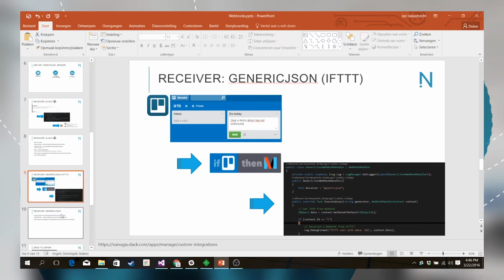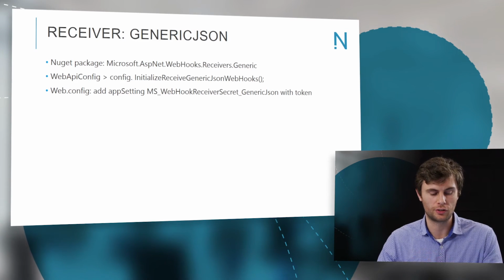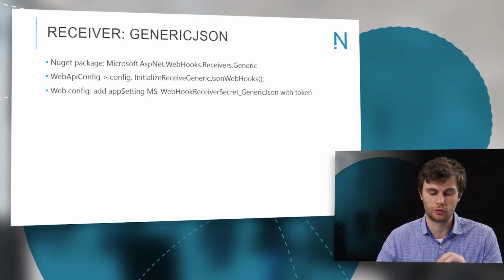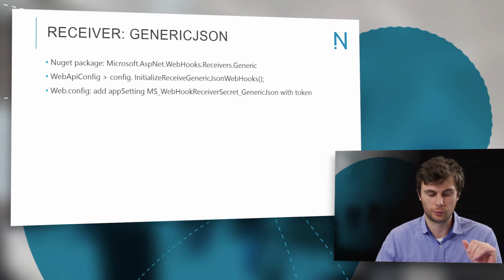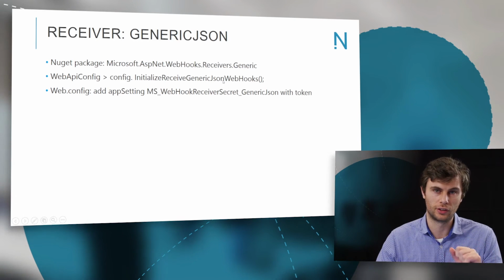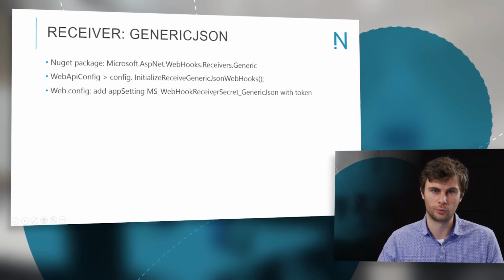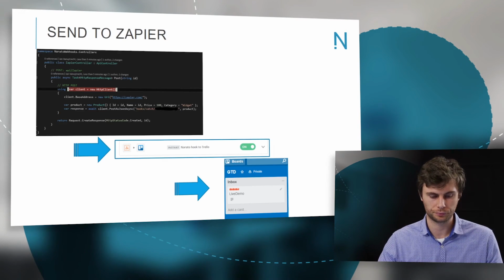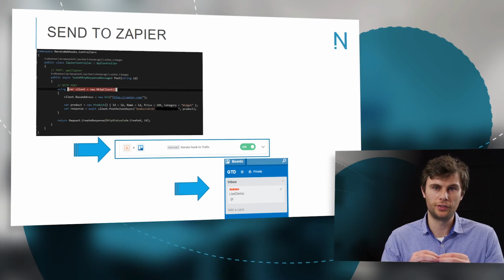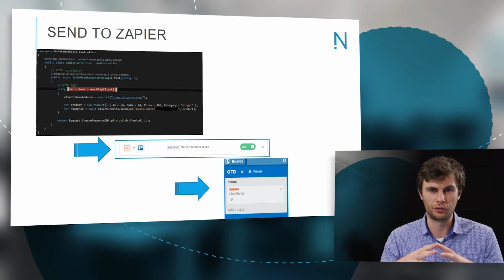Another thing that I want to mention is just a wrap-up. What we just did was, again, a web API project where we used another NuGet package for the generic receiver. In the web API config class, we registered the generic JSON webhook receiver, and that secret was again entered within IFTTT in this case. So what we just did was receive data from these automation services. What I want to do now is send data to these services.